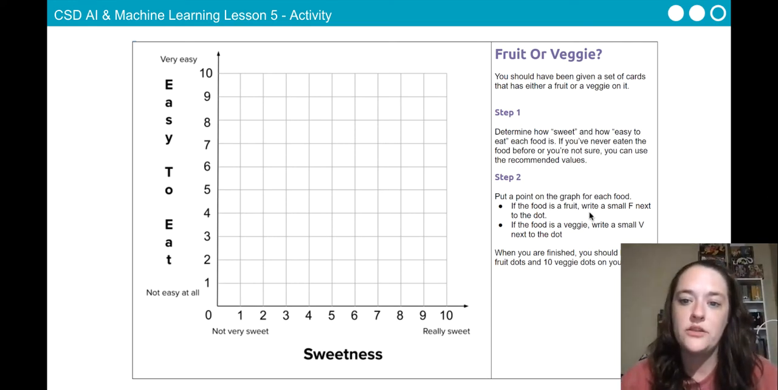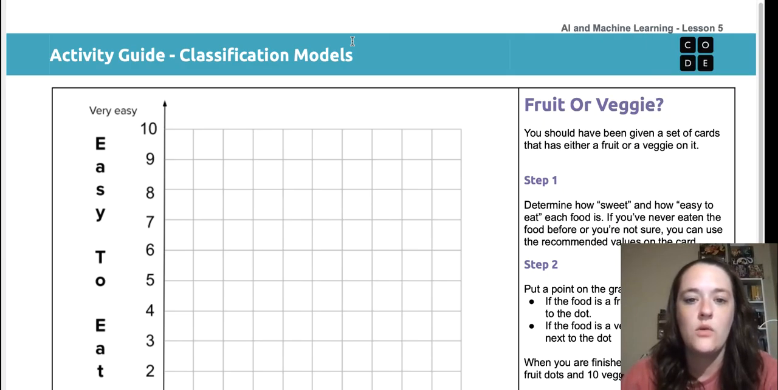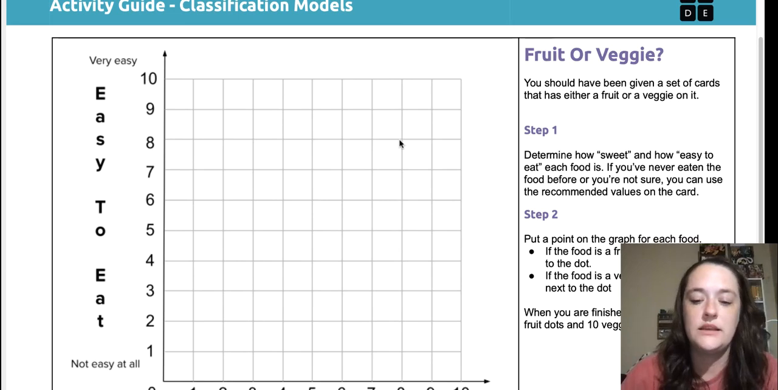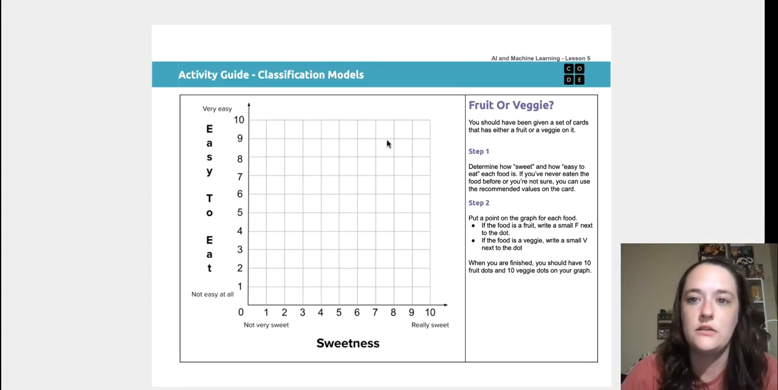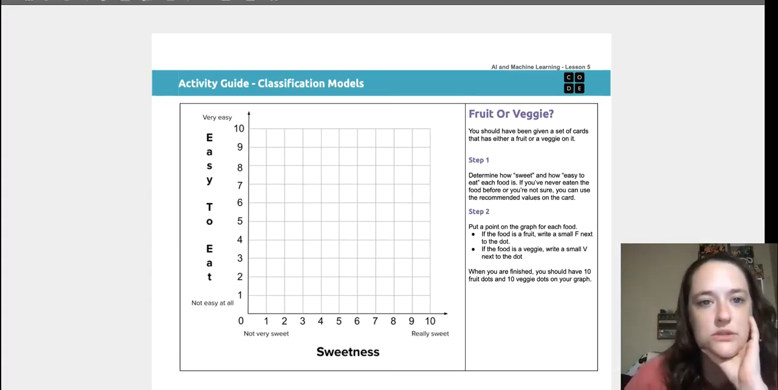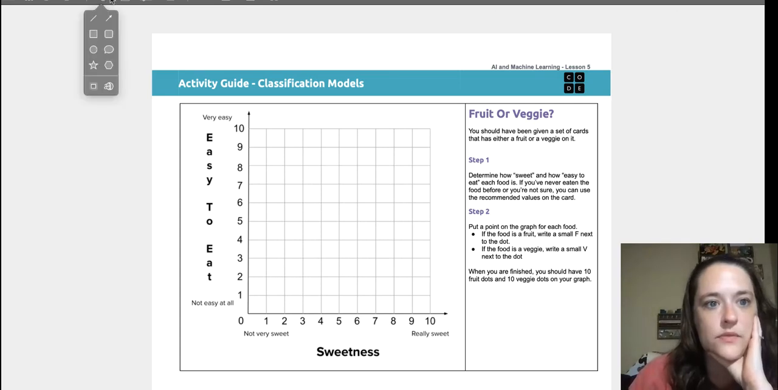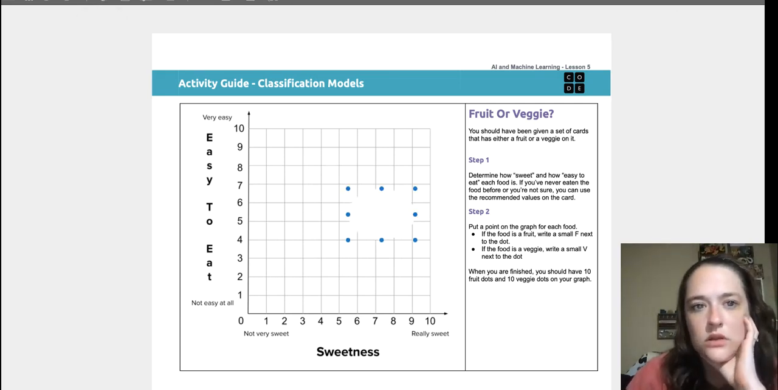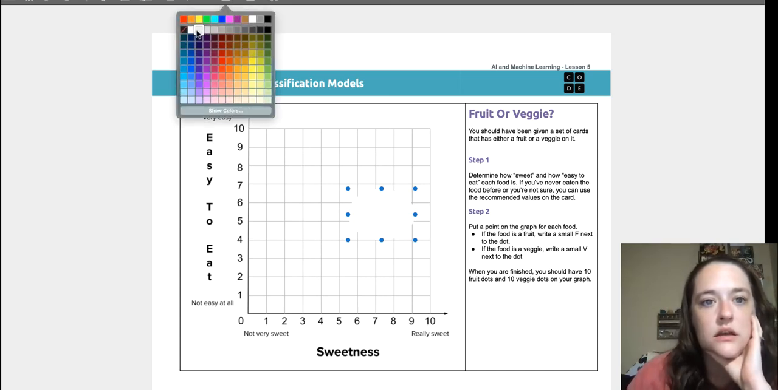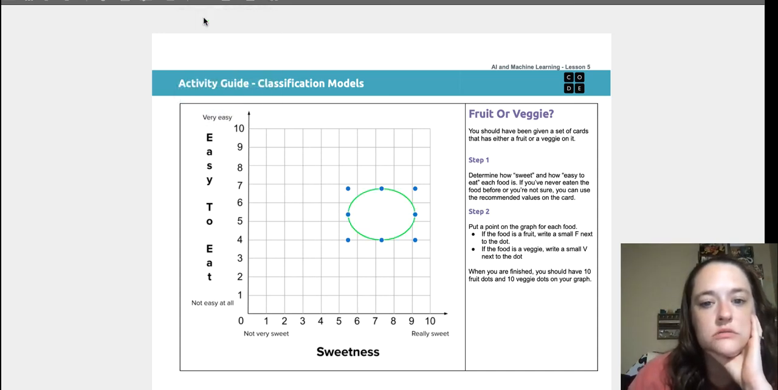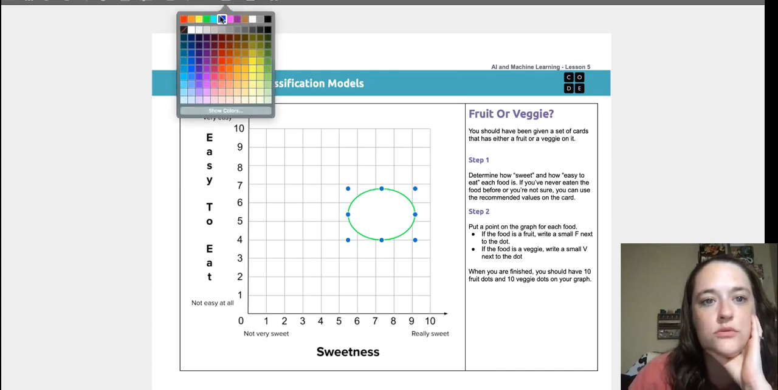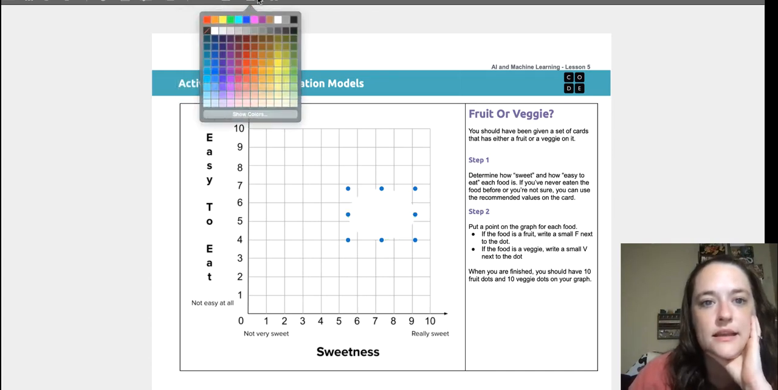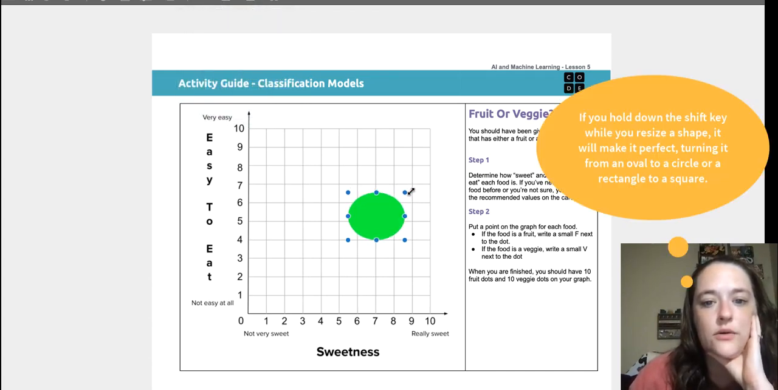Put a point on the graph for each food. If the food is a fruit, write a small F next to the dot. What I'm going to do is first zoom out, second get my tools, and then we're going to make a dot. Nope, wrong button. There we go.